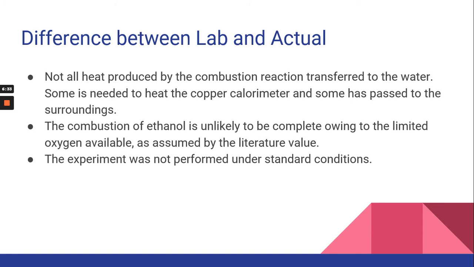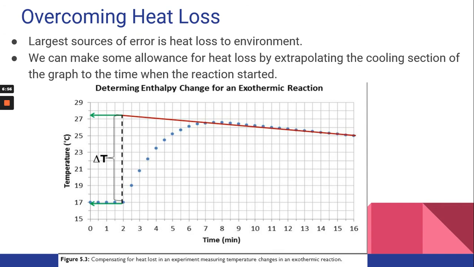And then finally, maybe it wasn't done under standard conditions. So remember those standard conditions we talked about in class. That's how we got the value in the data booklet. And so if you're in the actual lab, maybe you're not at the right pressure. Maybe there's something going on. Maybe you're higher up in altitude, and so the pressure is different. So how do we overcome some of these issues?